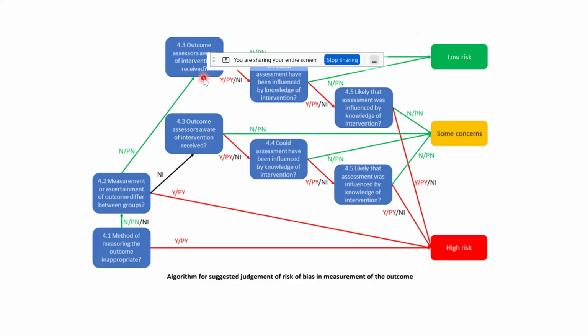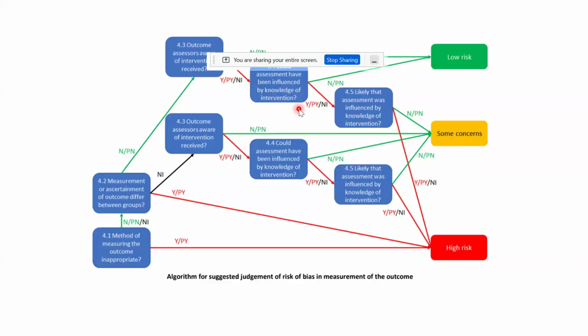Then the outcome assessor becomes the microbiologist. So our question is, were the outcome assessors aware of the intervention received? If the answer is yes, then this increases our risk of bias definitely. If the answer is no, then it goes to low risk. If the answer is yes, then would the assessment have been influenced by knowledge of the intervention?